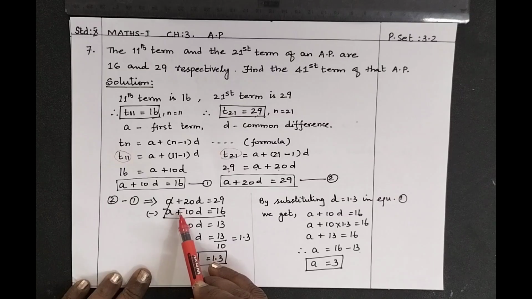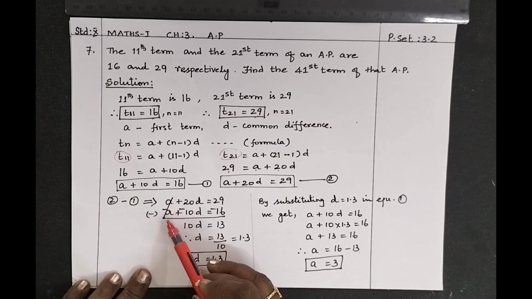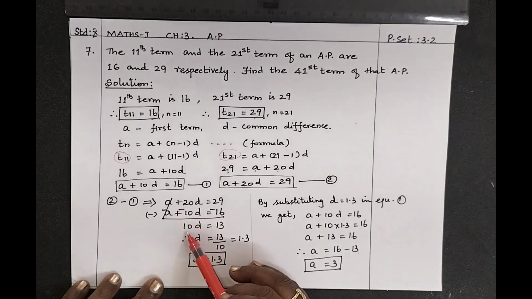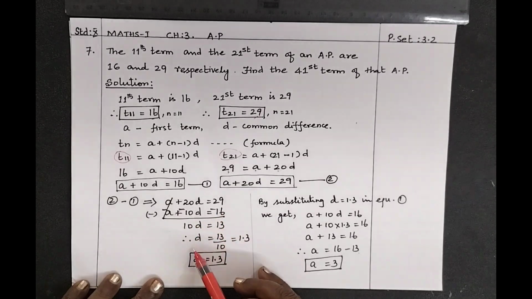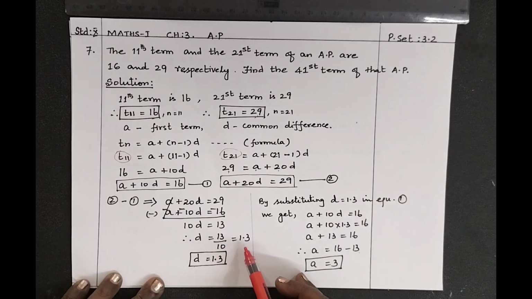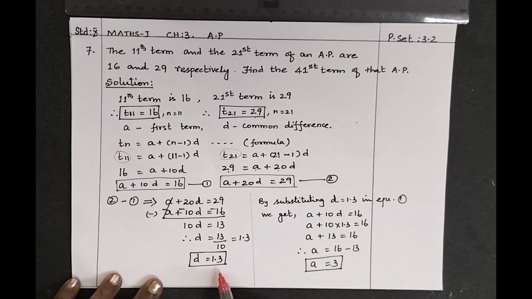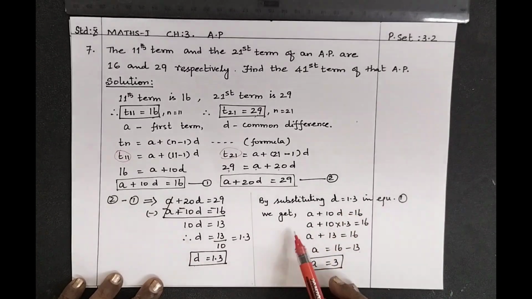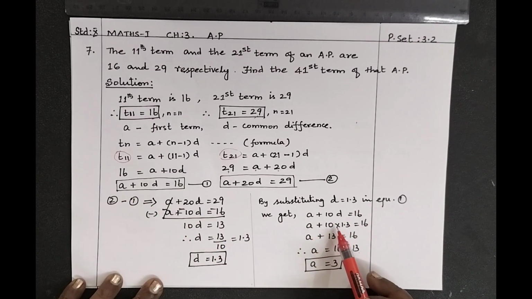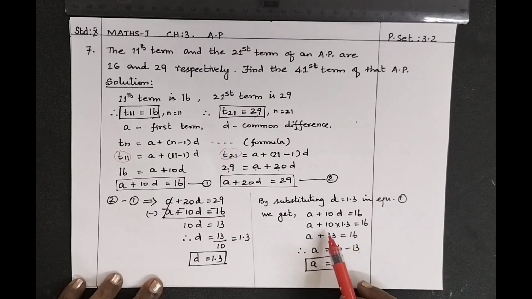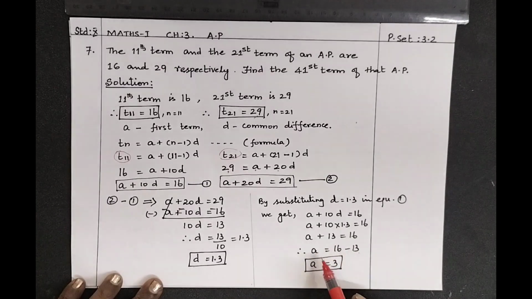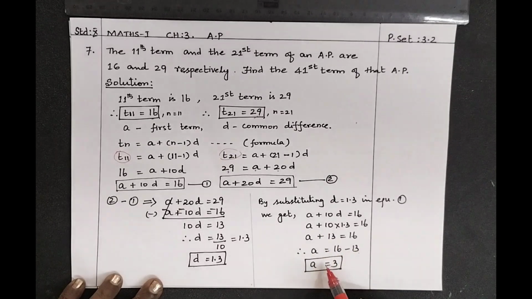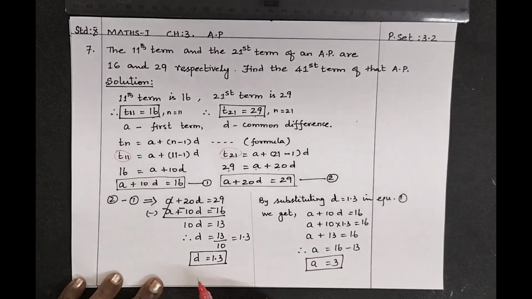Now to subtract, we just change the sign of the second equation. Now this is A and minus A, we can cancel it, eliminate it. And 20D minus 10D is 10D, which is equal to 29 minus 16, that is 13. Therefore D is equal to 13 divided by 10, which is 1.3. Now we have to substitute this D value in equation 1. So by substituting D equal to 1.3 in equation 1, we get A plus 10D equals 16. Therefore A plus 10 multiplied by 1.3 equals 16. So A plus 13 equals 16. Therefore A is equal to 16 minus 13, which is 3. So A is 3.